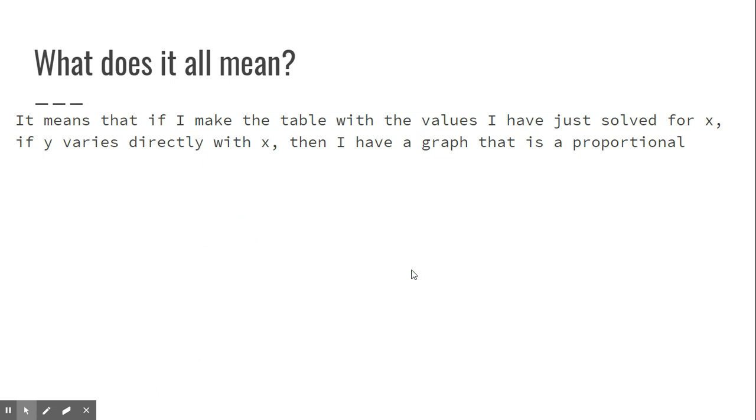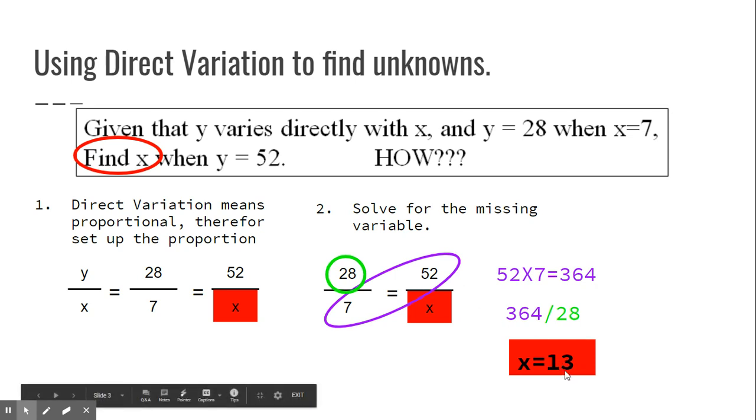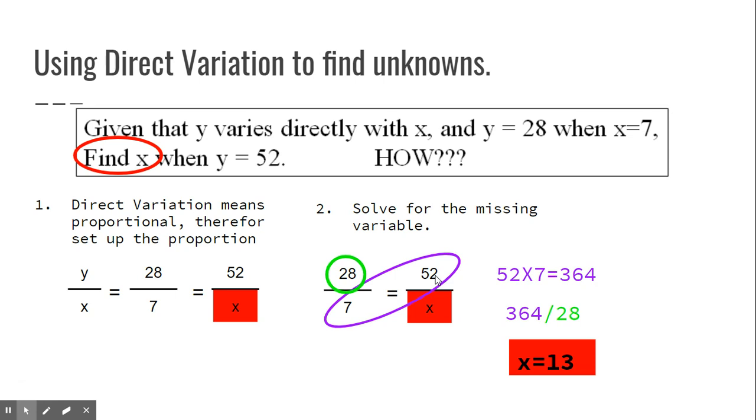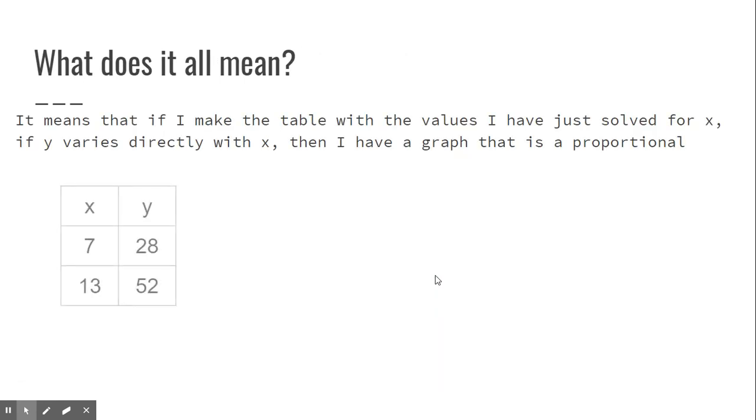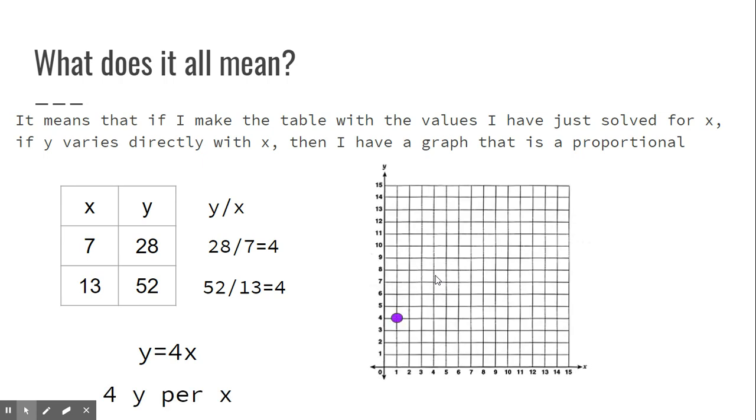So I'm going to go back just to show you one more time. Here was my first point, right? 7 and 28, that's my x and my y. When I solved for 13, this was my x, and my y I already knew was 52. So 7, 28, 13, and 52, that's what I put in my table. When I divided them, I got the same constant, which was 4. And that just means for every 4y, there's 1x, or for every 1x, there's 4y.